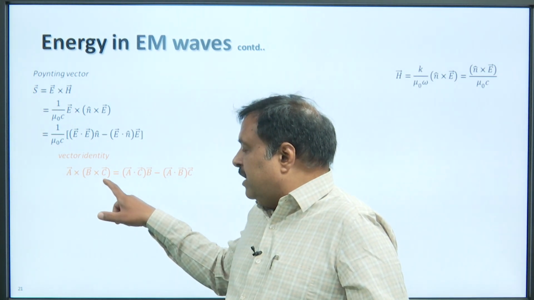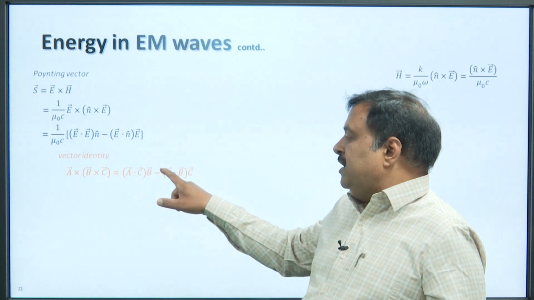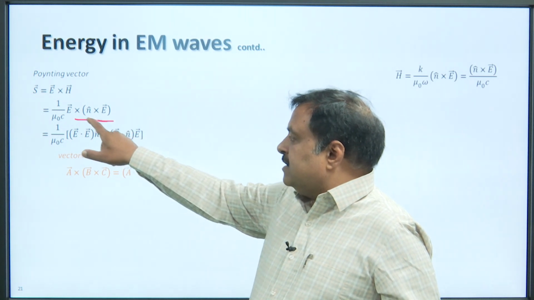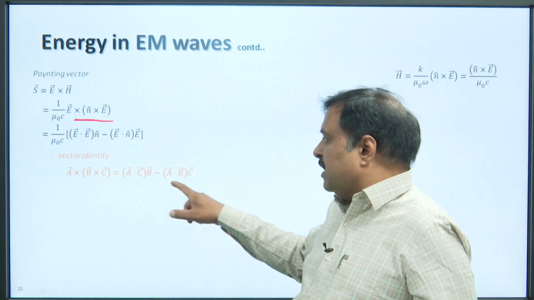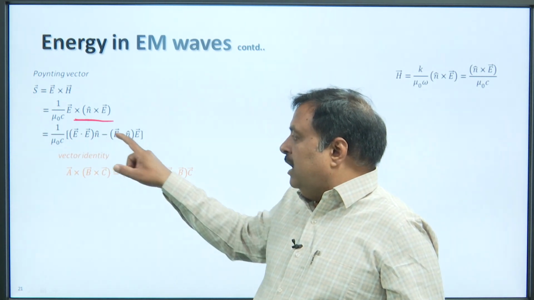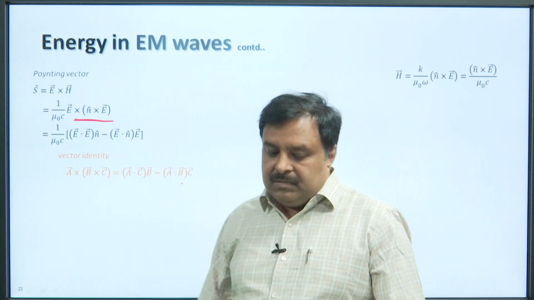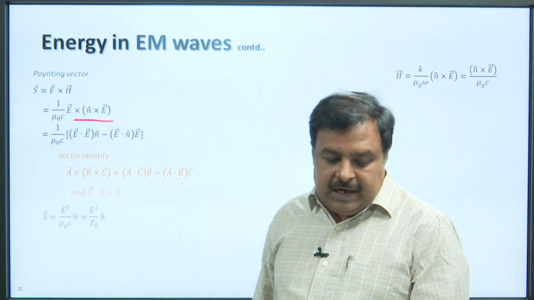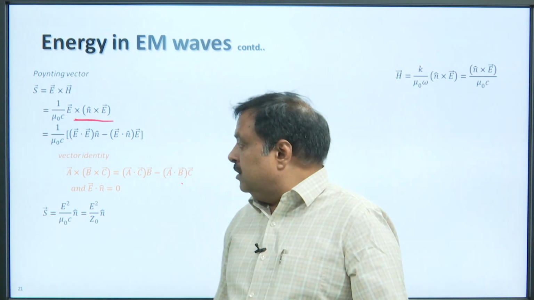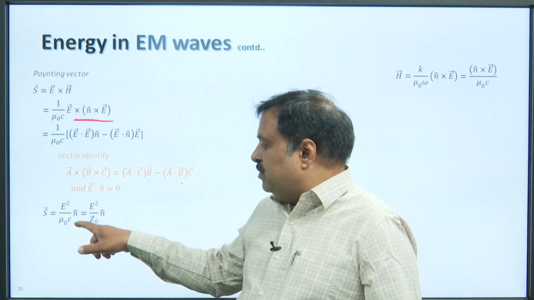If we use this vector identity, A cross B cross C is equal to (A dot C) B minus (A dot B) C. Expanding this quantity using the identity, we have 1 upon mu 0 C times [E dot E n cap minus E dot n cap E]. Now, E dot n cap is 0 because E and n are mutually perpendicular. So we get only this term: S equal to E square by mu 0 C n cap.